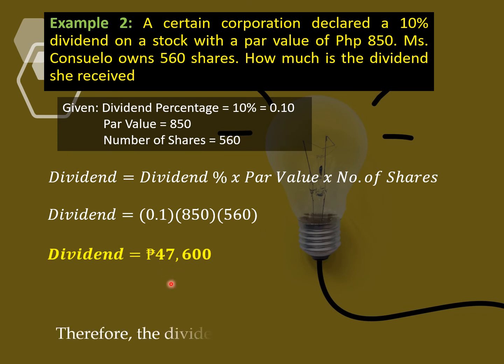Then, lastly, we're going to have to include the conclusion. Therefore, the dividend is 47,600 pesos. Ito yung marereceive ni Miss Consuelo, either annually or semi-annually. Commonly, yung stocks, yung dividend niya is per year siya binibigay. So, 47,600 ang marereceive niya.